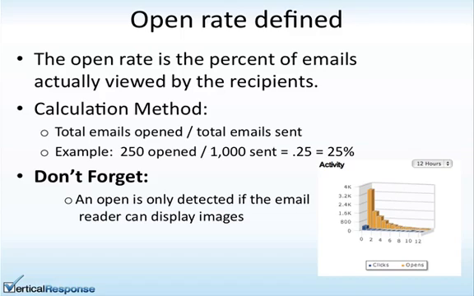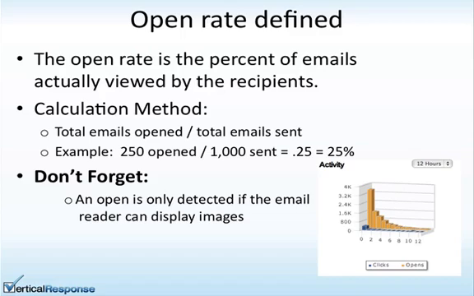But the open rate is defined as the number of emails that were opened, and it's calculated in the method that you see here on the slide. So it's the total number of emails that were opened divided by the total number that were sent. And this is how VerticalResponse, and this is a typical calculation for most ESPs, finds the open rate for pretty much anyone you're looking at.